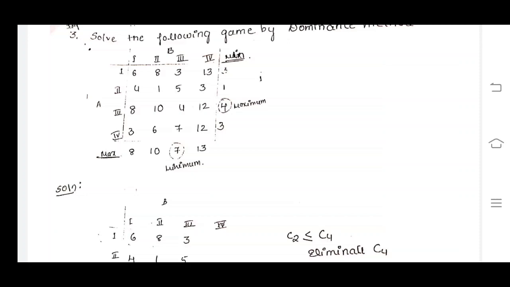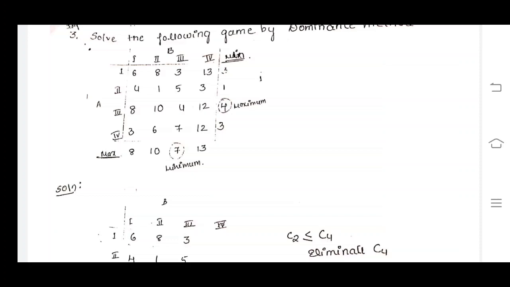Compare the first column with the fourth column. 6 is less than 13, but 4 is not less than 3, so the condition is not satisfied. You can now compare the second column with the first, the third and the fourth. If I compare the second column elements, 8 is less than 6, no, the condition is not satisfied. Now the second column is compared with the third column: is 8 less than 3, no, the condition is not satisfied.